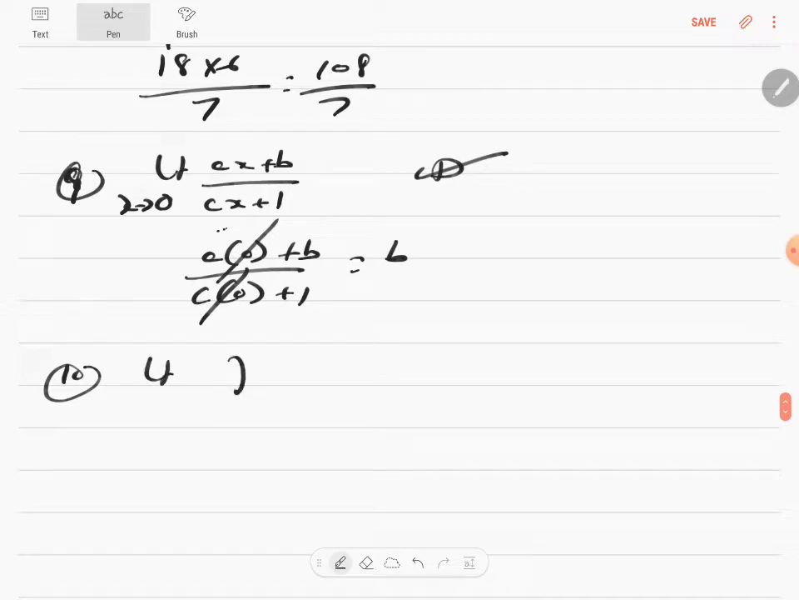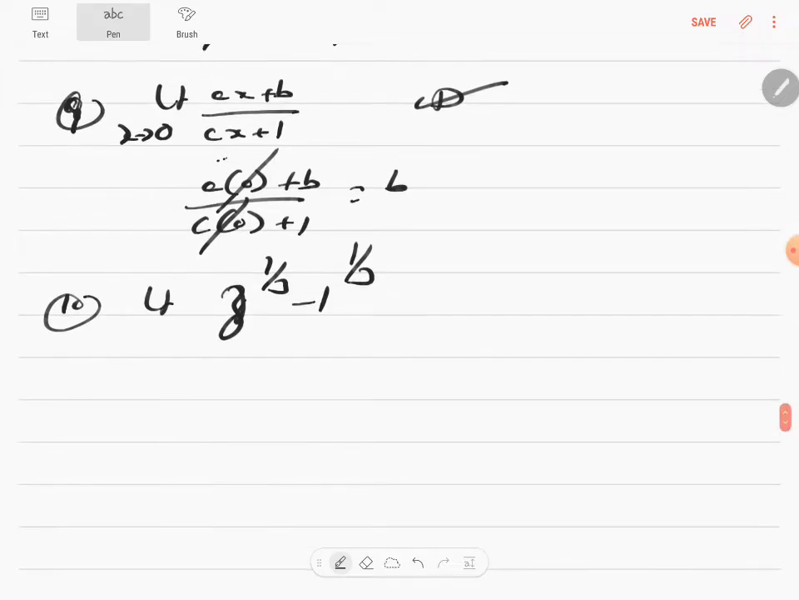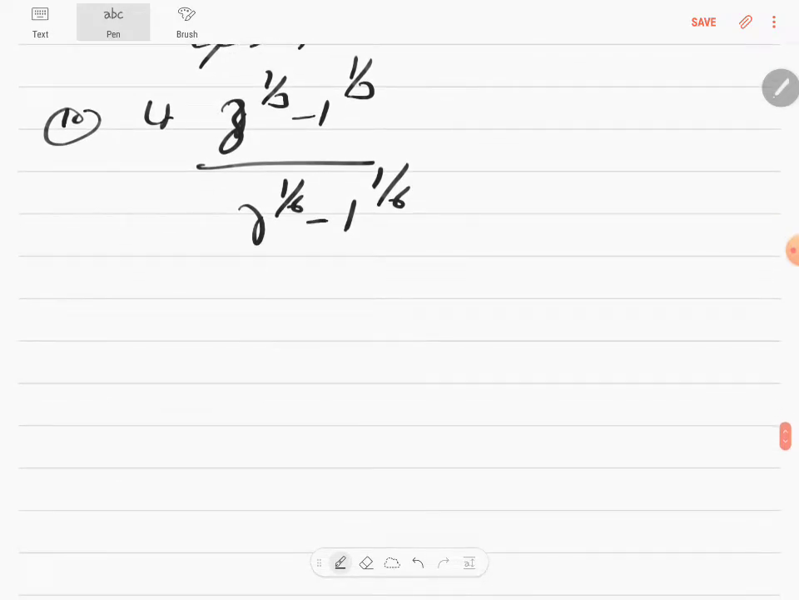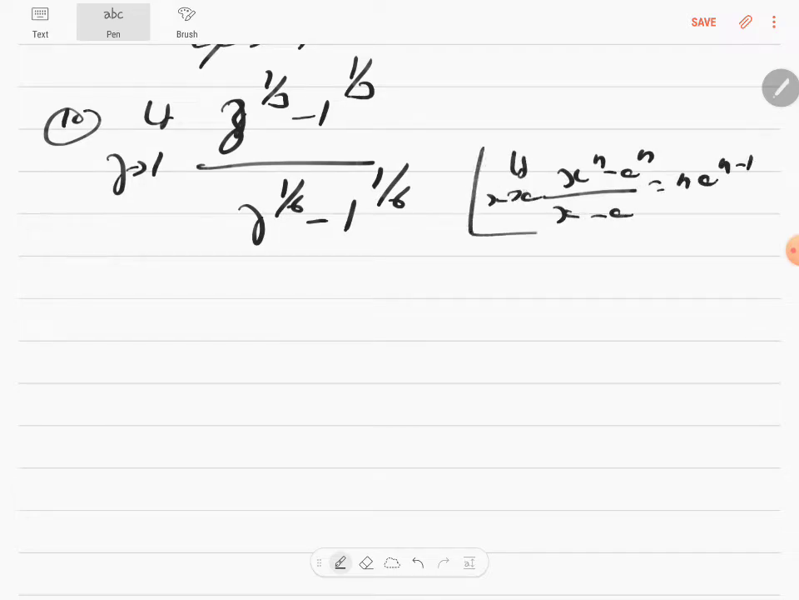Limit of z to the power 1 by 3 minus 1. When you see 1, write it as 1 by z to the power 1 by 3, because we can use the trick, z to the power 1 by 6 minus 1 to the power 1 by 6. Now z tends to 1. To get it in the form, the trick is x to the power n minus a to the power n by x minus a will be n into a to the power n minus 1. Correct? This is a trick.